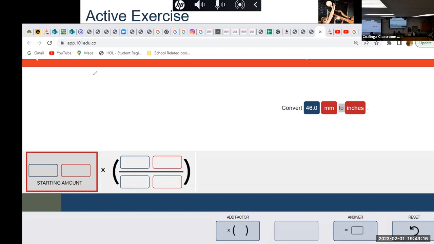You said 2.2 centimeters or 2.54? 2.54 centimeters equals 1 inch. And what was the other one? One centimeter equals, you said 0.34. Okay. So we can use either of these conversion factors. It's probably easiest to use the ones that are shown to us at the bottom.